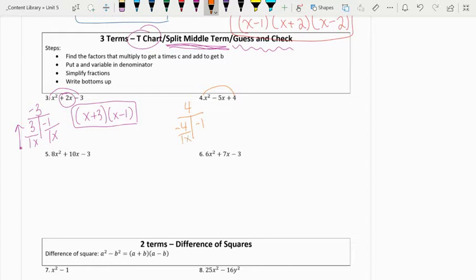Now I'm going to put my a value and my variable in the denominator and write it bottoms up. So x minus 4, x minus 1.